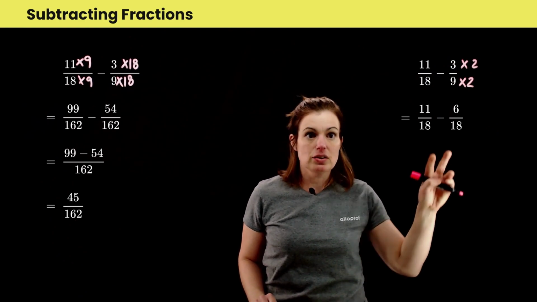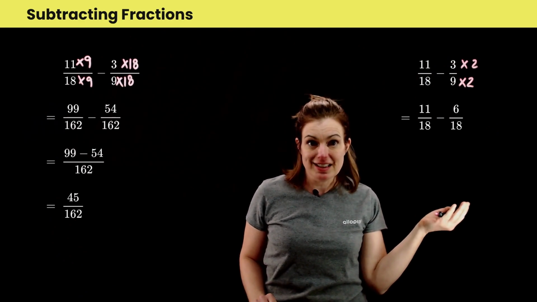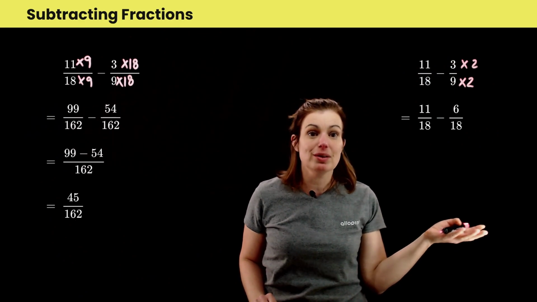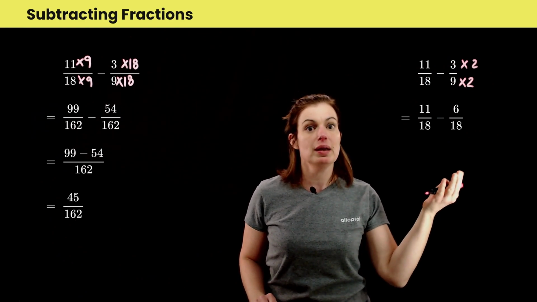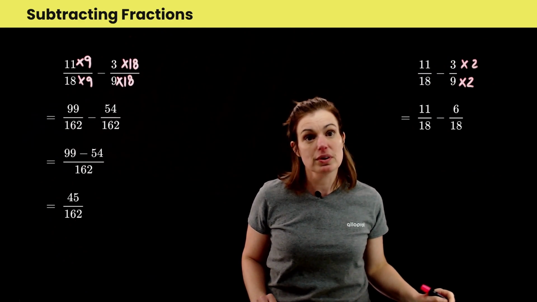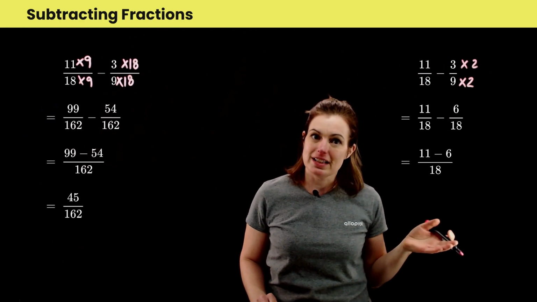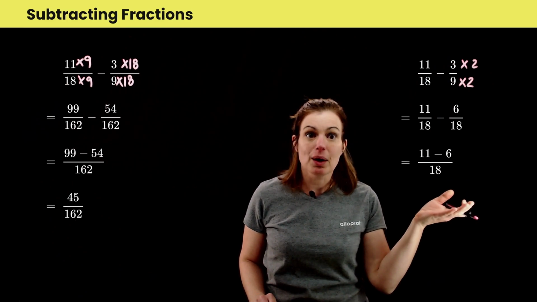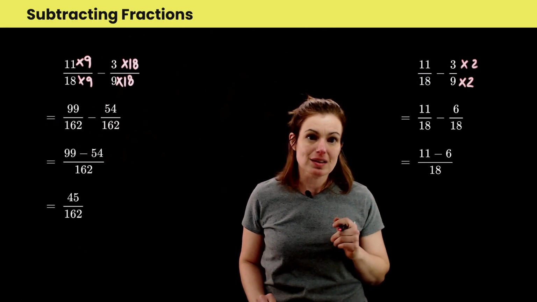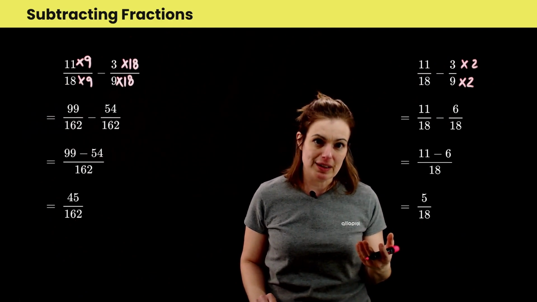And once again, I do not want to just say 18 minus 18, the denominator minus the denominator, because that would give me 0 and I would be wrong. So I'm going to focus on the numerators. 11 minus 6 over 18 is where I'm at right now with my problem. And when I actually do that subtraction, it gives me 5 over 18.